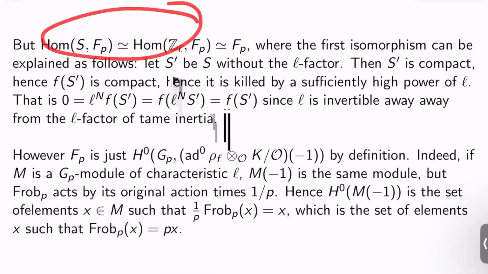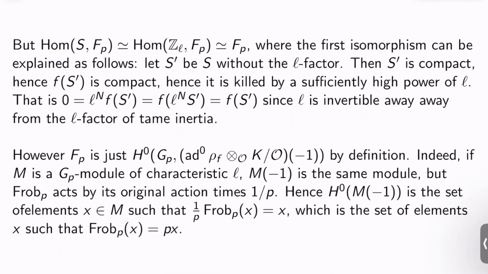Why the first isomorphism? Well, if you let S prime be S and you get rid of the L factor, then S prime is definitely compact. And since F is continuous, for the suitable homomorphism F under discussion, then F of S prime is compact. So in this case, it's got to be killed by a sufficiently high power of L. That means 0 is L to the n times F of S prime for some large enough capital N. And since F is a homomorphism, you can move the L to the n inside and you get F of L to the n S prime.